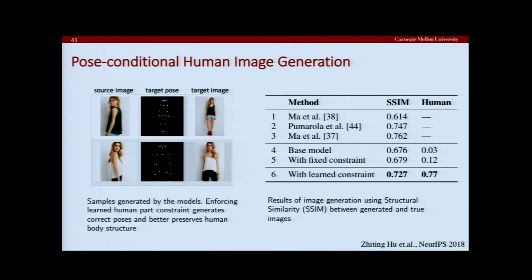And this is what the model does, right? In the case of pose-conditioned human image generation, given an input image and different poses, you can generate different images. This is coming from the DeepFashion dataset that's out there. Using these constraints, we can get quite good results with fairly simplistic models.